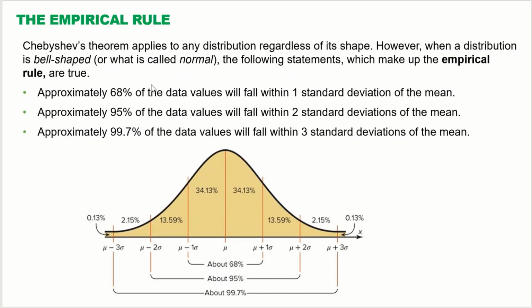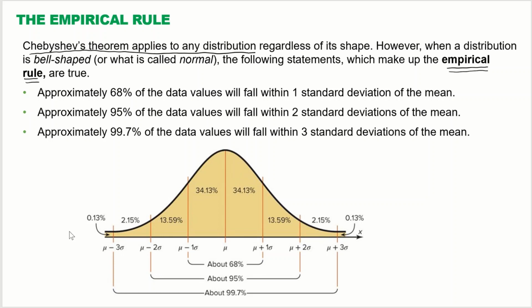Okay, the next theorem that we are going to explore in this video is the empirical rule. Chebyshev's theorem applies to any distribution. That is something we need to know. Chebyshev's theorem applies to any distribution regardless of shape. However, when the distribution is bell-shaped, or we call it normal distribution, then we use the empirical rule. So remember, the empirical rule is applicable only when the distribution is normal. When I say normal distribution, it is symmetrical or bell-shaped, where it has an equation to describe the distribution.